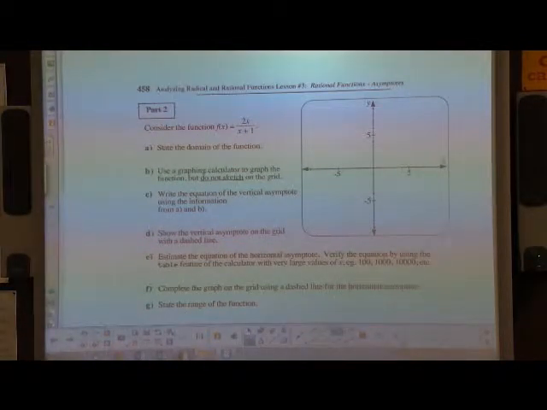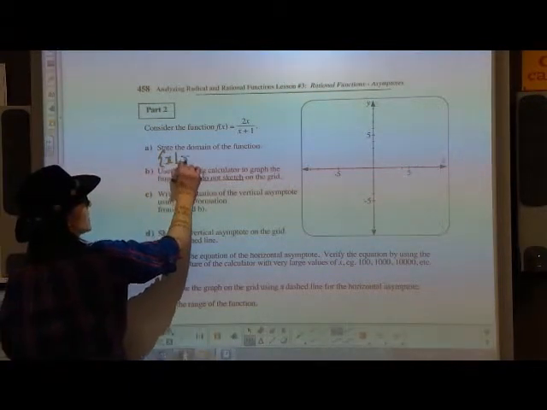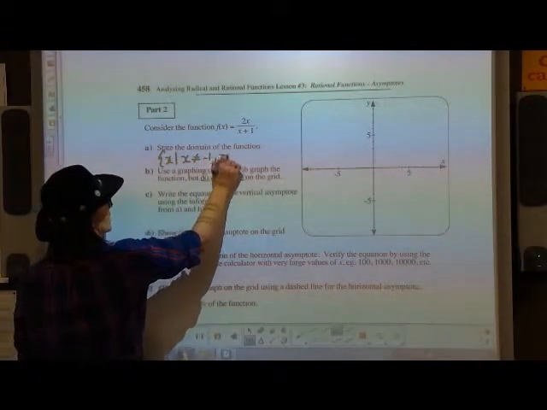Okay, next equation. 2x over x plus 1. Are there non-permissible values? Are there values that x cannot be? -1. So that gets part of my domain. X cannot equal -1, but it could be anything else.